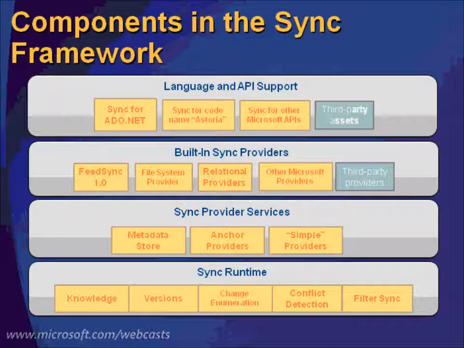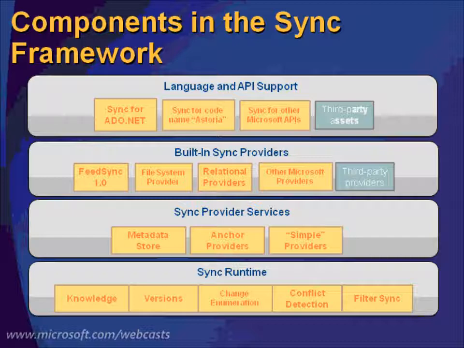So the sync runtime at the bottommost layer holds the APIs for dealing with this metadata for a multi-master sync system. When we think of multi-master, we're thinking that there are multiple endpoints, multiple applications, multiple devices, multiple services that can have an impact on the data. So it's the core of the framework itself. On the next level up, we have sync provider services. Basically, they're services that make it really easy for you as a developer to build your own sync providers.